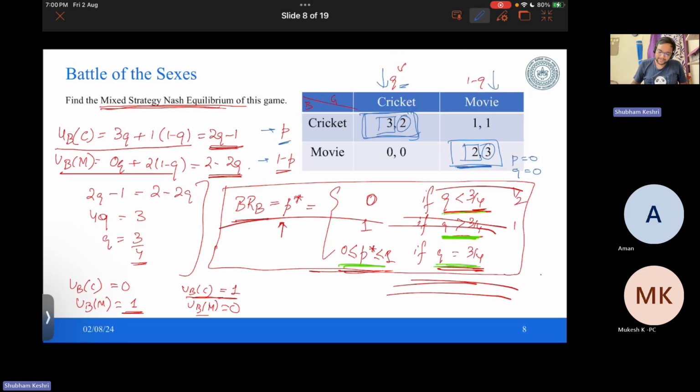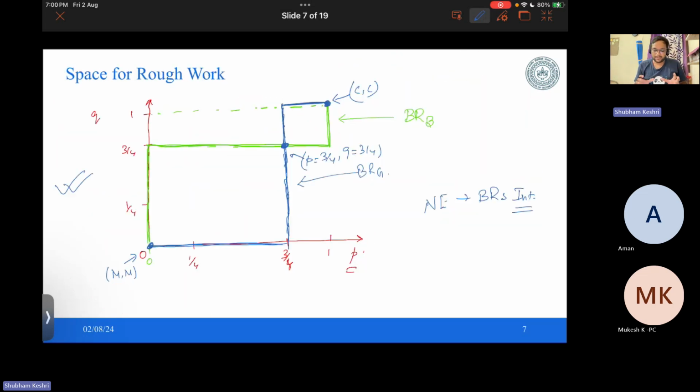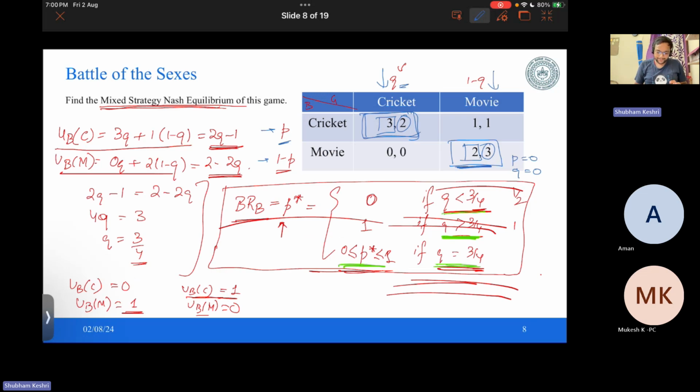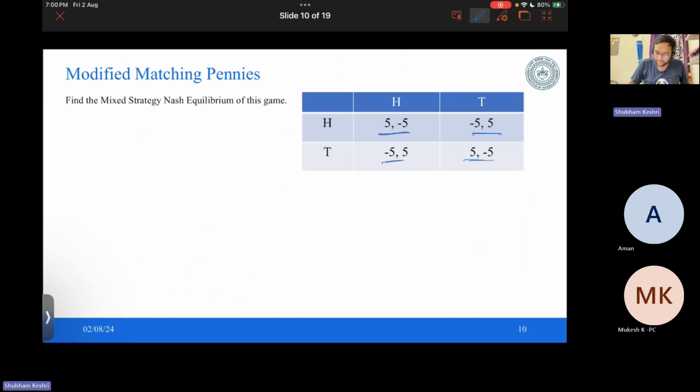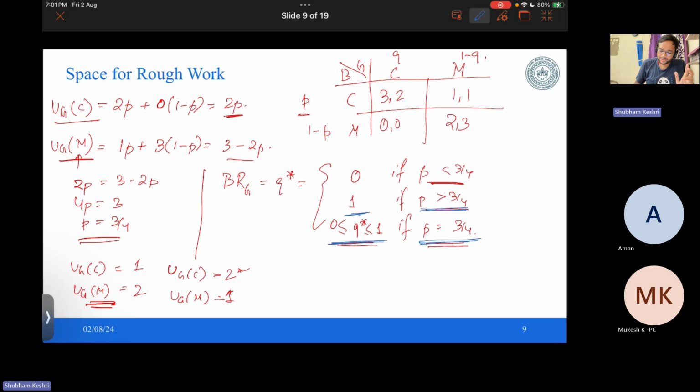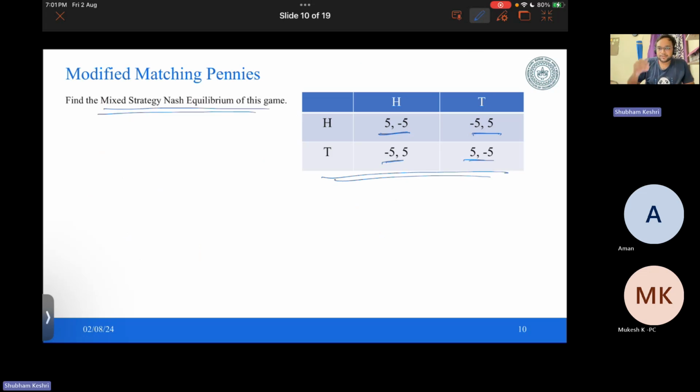Why have I taken the same problem as your assignment problem? This is because the graph which we have drawn for the battle of sexes will be a little bit different for this problem, matching pennies. It will be very interesting to see how the best response curves intersect for matching pennies. So you can unmute yourself and tell me how we'll proceed with this problem. Player 1, player 2.